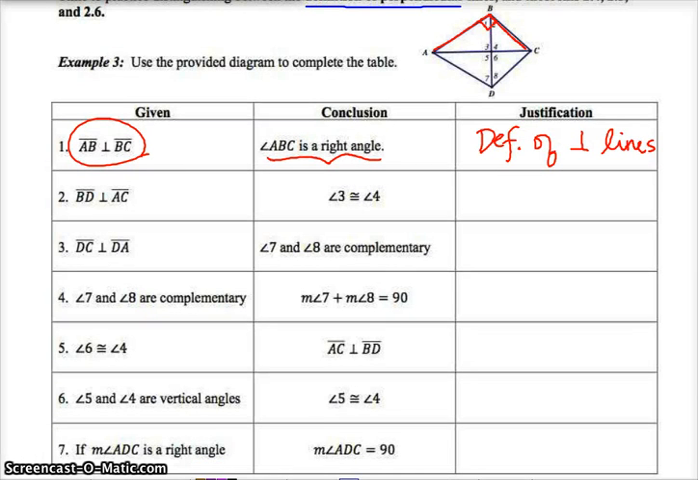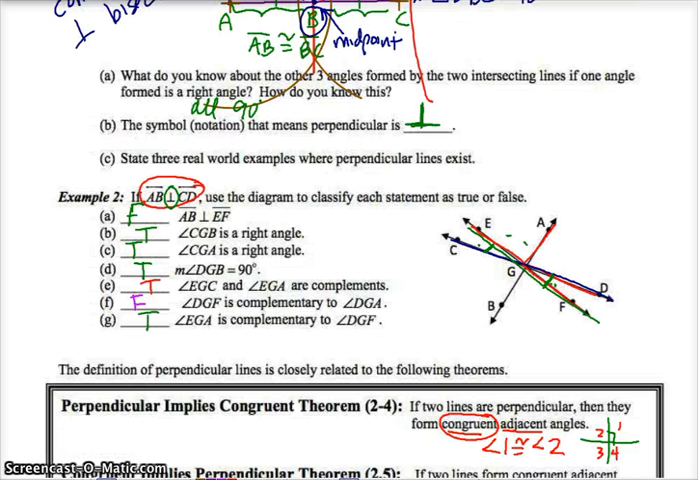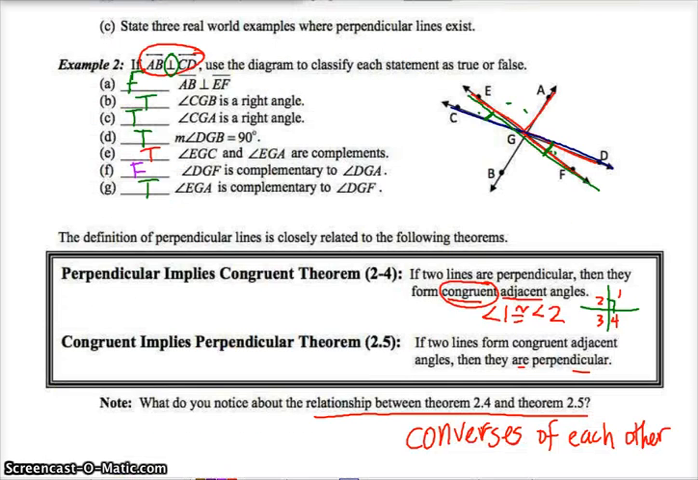Okay, let's look at number 2. Let's erase this. Number 2, it says BD is perpendicular to AC. And then what's concluded is that angle 3 is congruent to angle 4. Oh, well, what did I just do down here? I said if two lines are given that are perpendicular, this is the given, that some line L is perpendicular to some line M, then what do we conclude? We conclude that they form congruent adjacent angles. We conclude that 1 is congruent to 2, or 1 is congruent to 4, or 4 is congruent to 3.